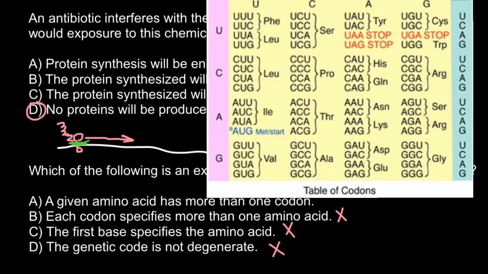And the only correct statement left is that a given amino acid has more than one codon. And this is true. As you see, all amino acids except methionine, as I mentioned before, have different variants of codons that specify that amino acid. So this is the true statement, and the correct answer is answer A.